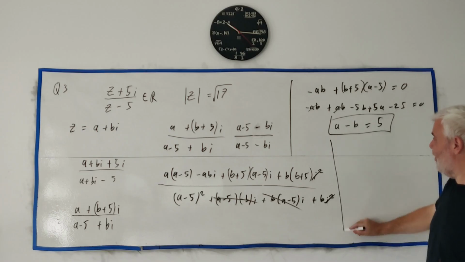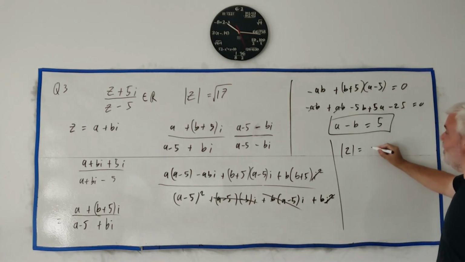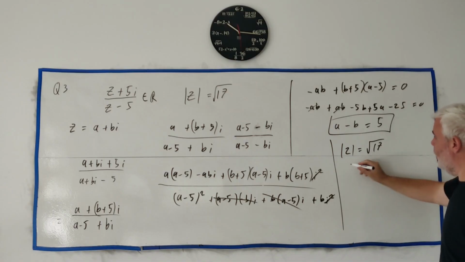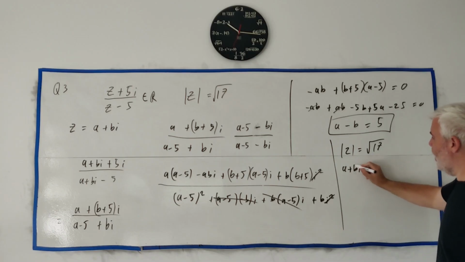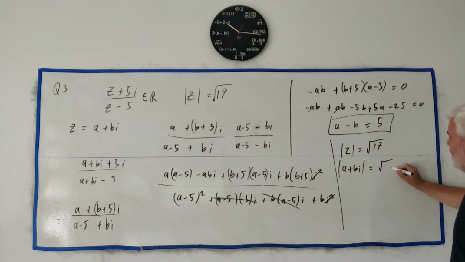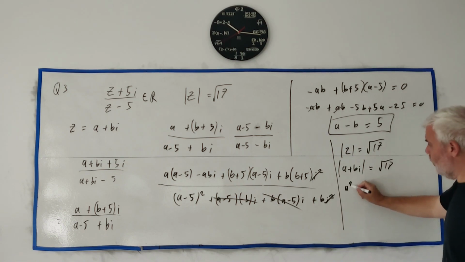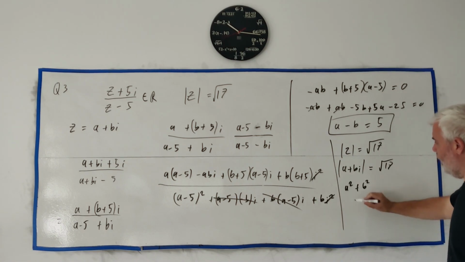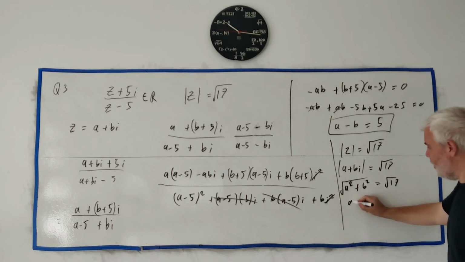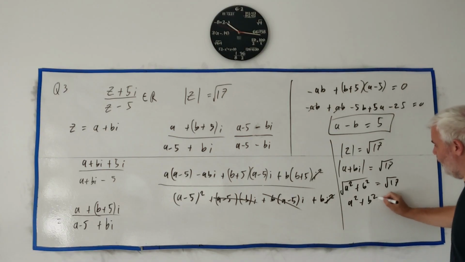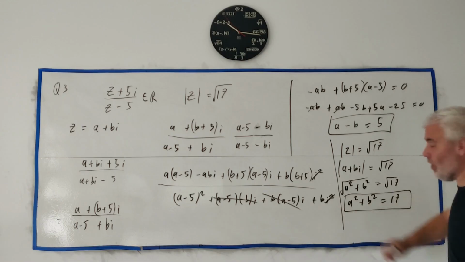We still need to use the fact that the modulus of z is equal to the square root of 17. I'll stick with my a + bi. The modulus of a + bi is equal to the square root of 17. Remember how the modulus works: it's the square root of a squared plus b squared, which is equal to the square root of 17. So a squared plus b squared is equal to 17. We have these two simultaneous equations.